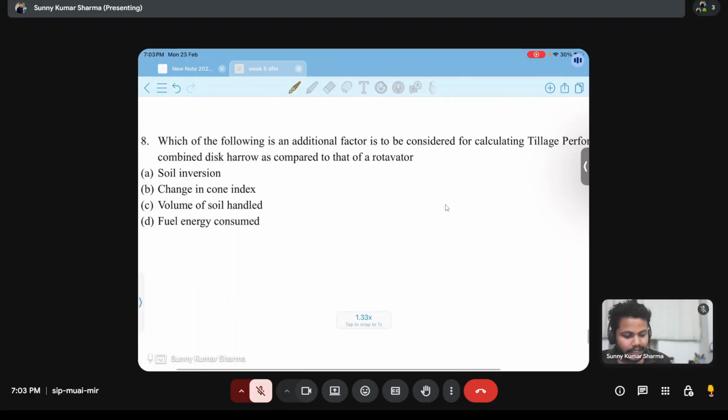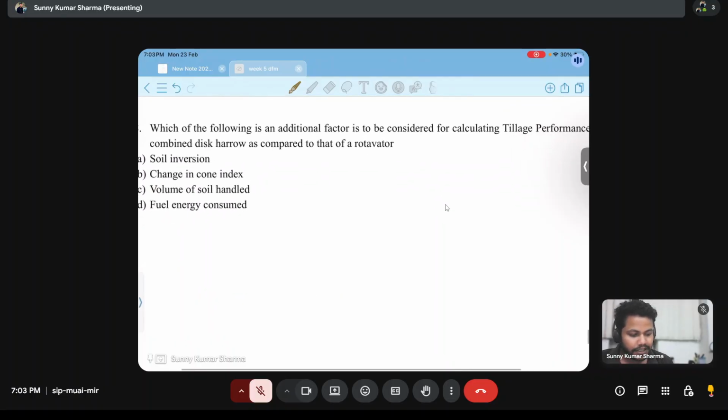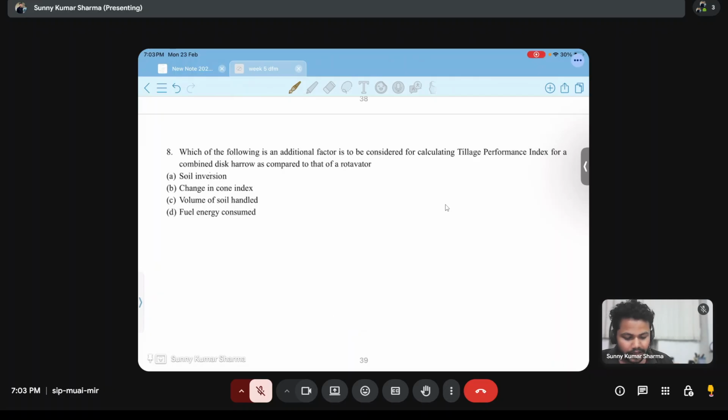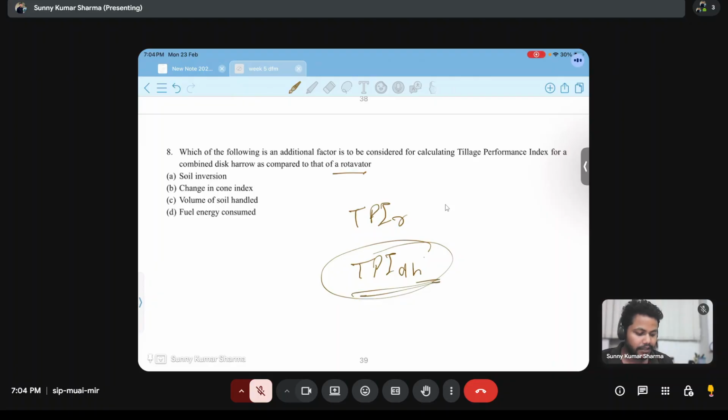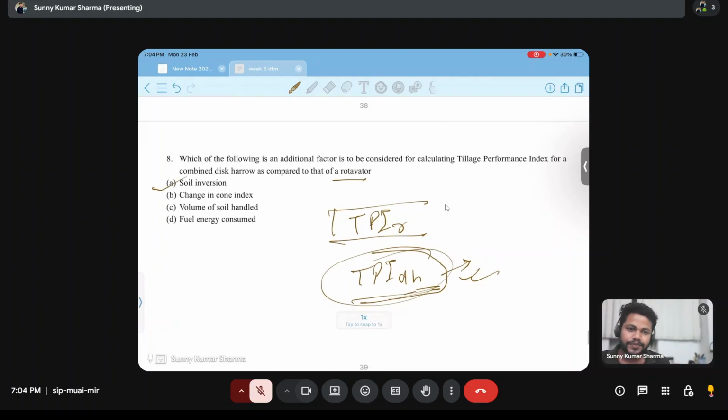Which of the following is an additional factor to be considered for calculating the tillage performance index for a combined disc harrow as compared to the rotavator? In the rotavator, some tillage performance index is there, and in the case of the disc harrow, some tillage performance index is there, and some additional factor comes in the case of the disc harrow. What is that additional factor, which is not there in the rotavator? Soil inversion, sir. Yes, soil inversion. This we have discussed. In the rotavator we don't have soil inversion, whereas in the disc harrow we will have that.